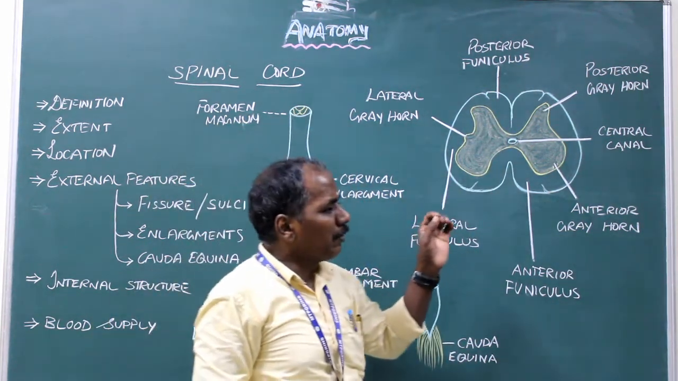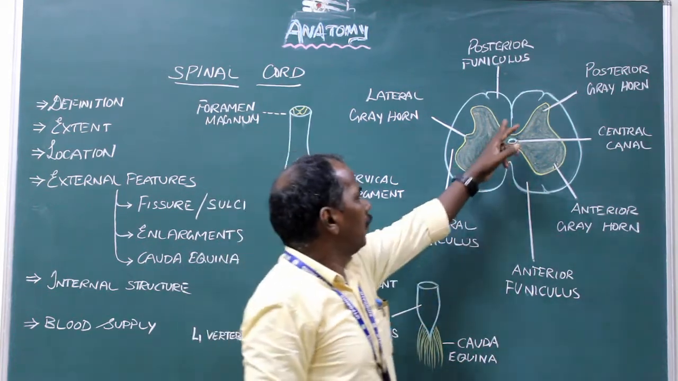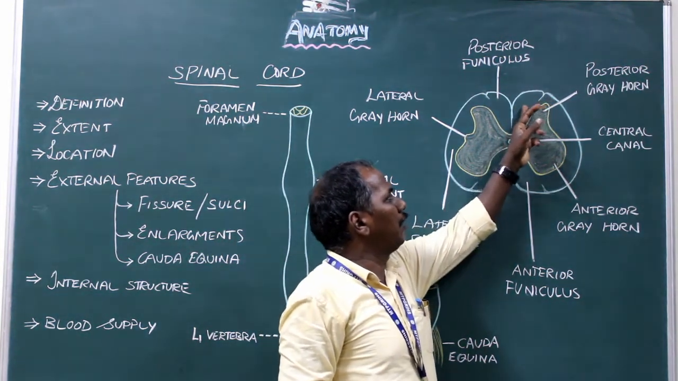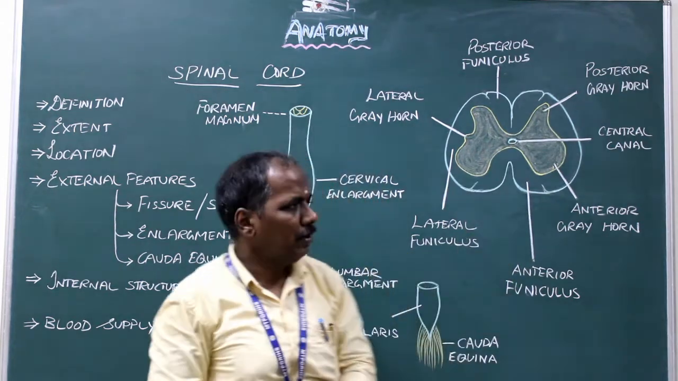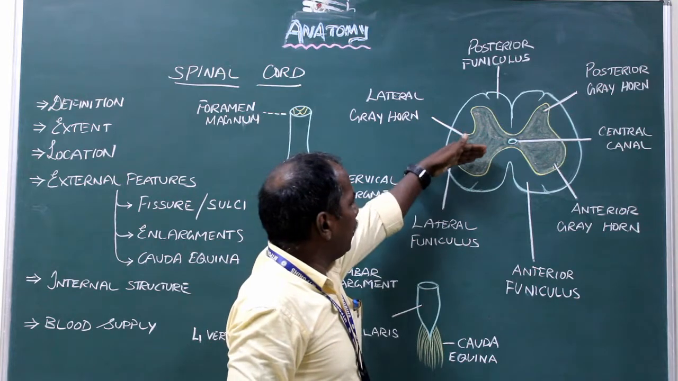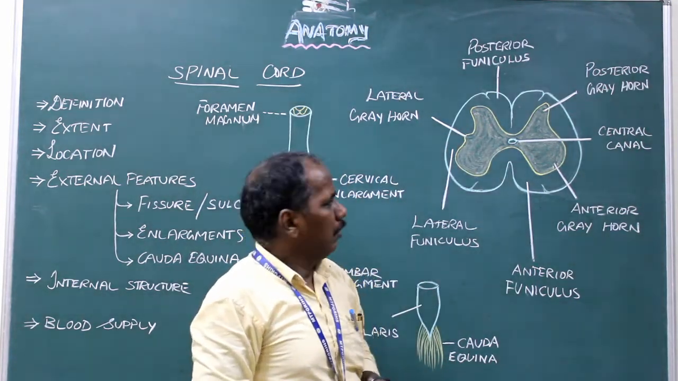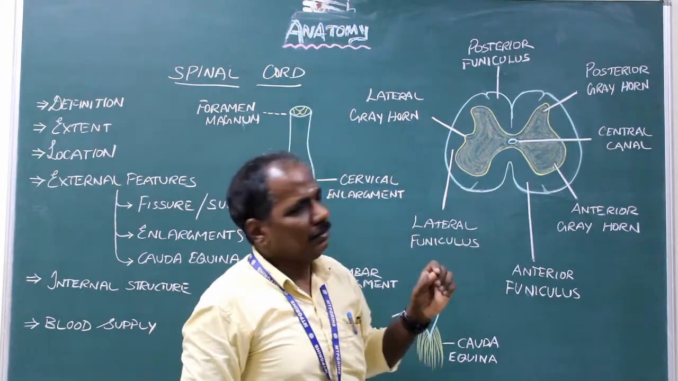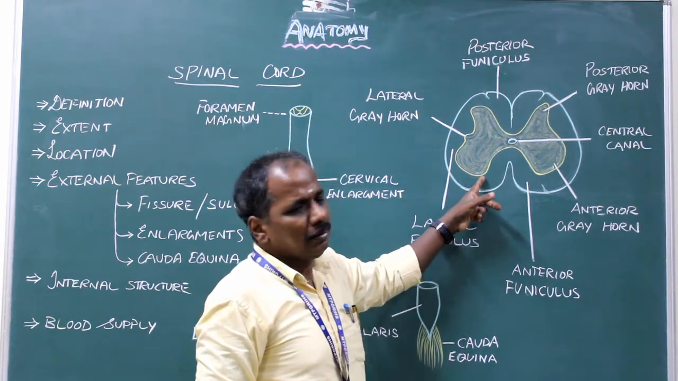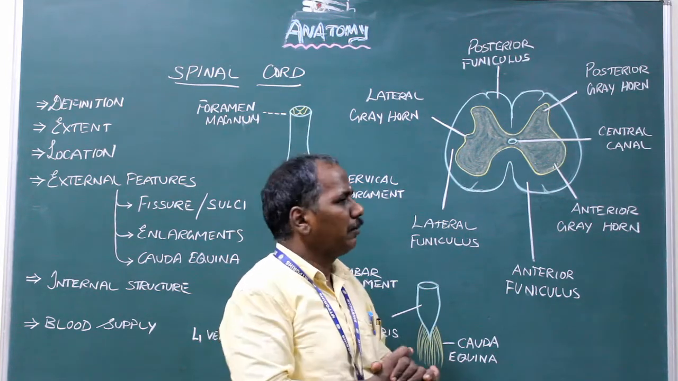The posterior funiculus is divided into fasciculus gracilis, the medial part, and fasciculus cuneatus, the lateral part. Grey matter. It is divided into anterior grey column and posterior grey column. There are projections in the grey matter. The anterior projection is known as anterior grey horn. The posterior projection is known as posterior grey horn.